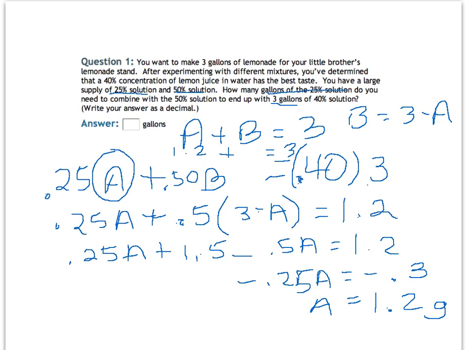So in the end, we would need 1.2 gallons of a 25% solution of lemonade in order to create our 3 gallons of 40% solution.